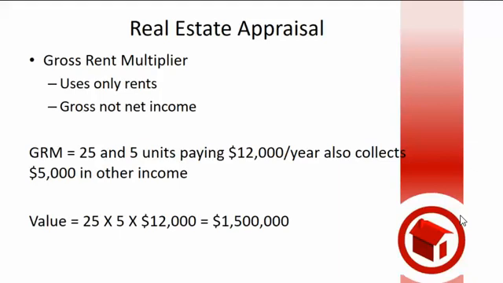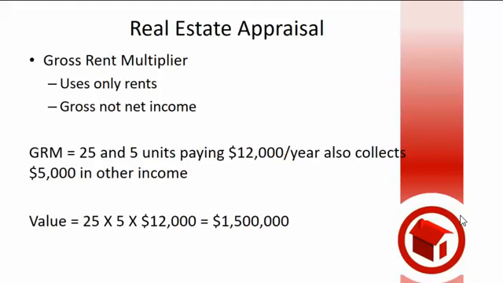All right? There's a second one called the gross rent multiplier. It's exactly what it sounds like. It's the gross rents multiplier. Okay? So for an example, if I told you the gross rent multiplier was 25, and it had 5 units paying $12,000 a year and collects another $5,000 in income. You guys have the overhead on your sheet, on the screen, people at home looking at it. 25 is the gross rent multiplier. They will give it to you again.